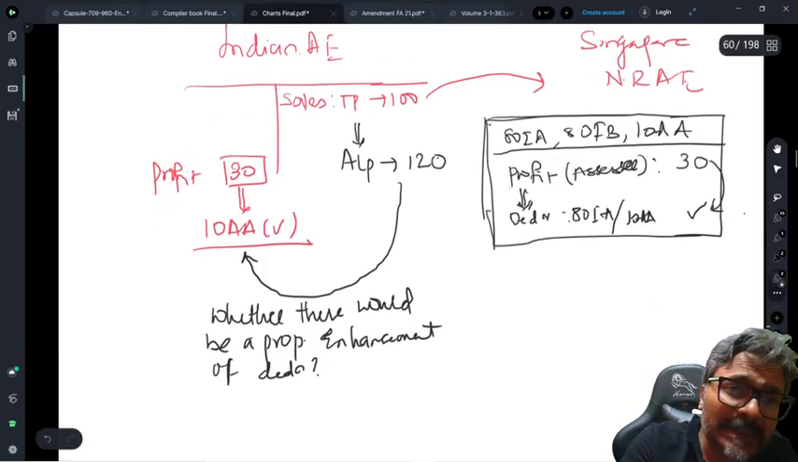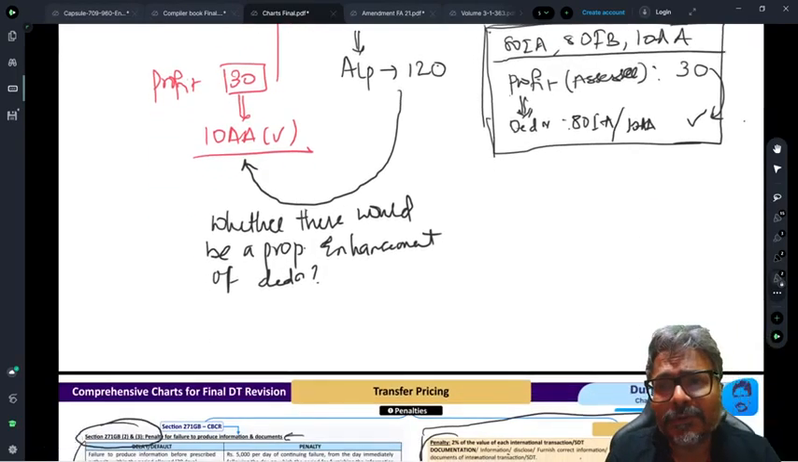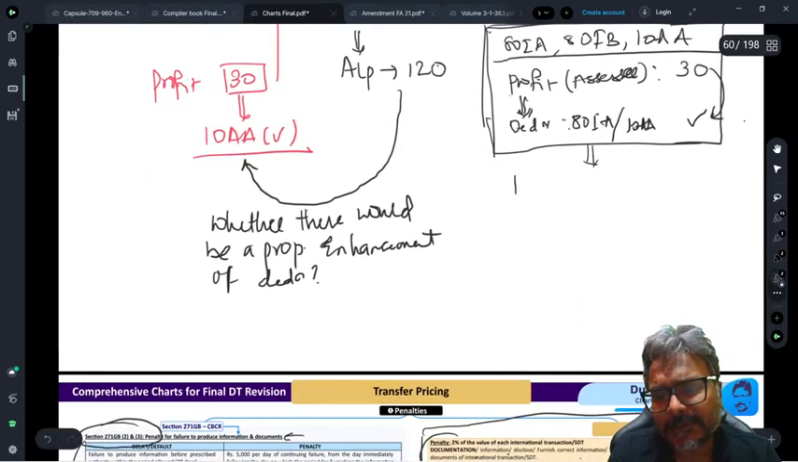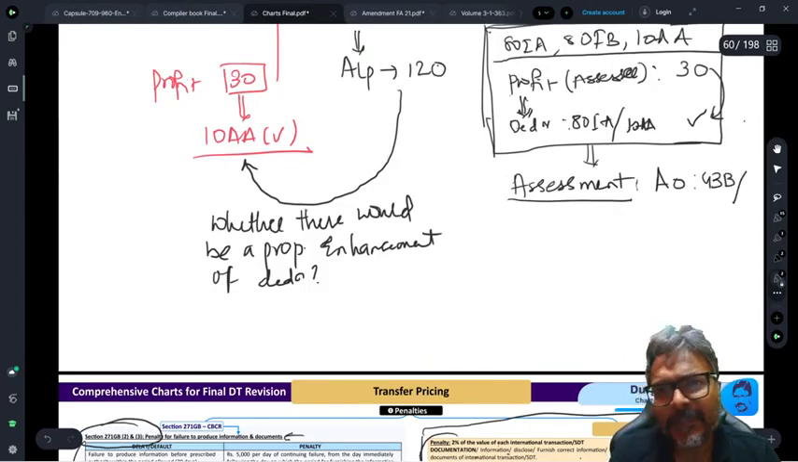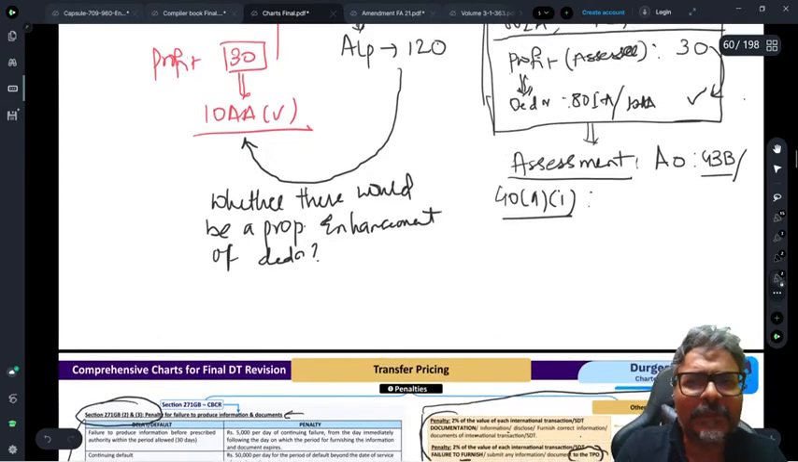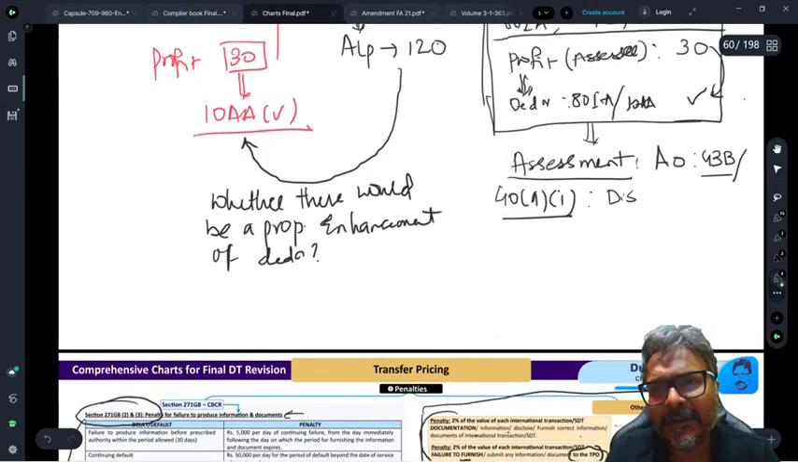Now what has happened, students, is this. In the course of the assessment, forget transfer pricing for the time being and just think of it. In the course of assessment, the AO, say he has applied 43B, that is the deduction on payment basis, or the TDS provision of 40(a)(ia). So he has applied those provisions, and based on this particular provision, he has disallowed some of the expenses, say, I'll just give a number, disallowed 10.